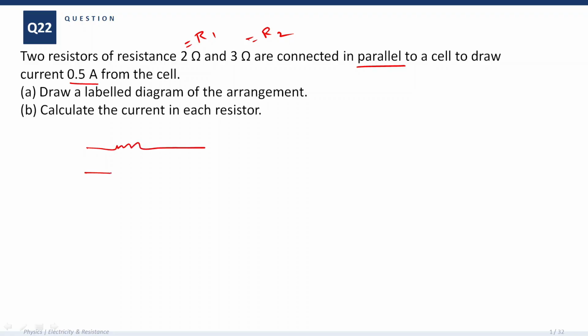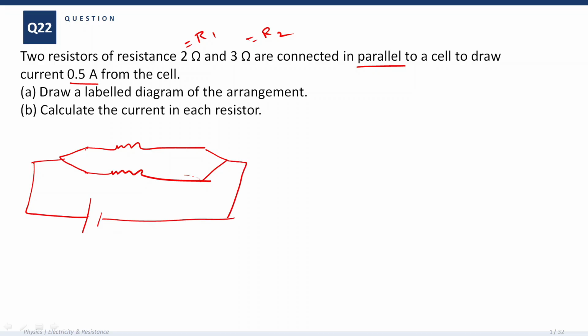First resistor, the other one. So this is the complete circuit. Above branch is a 2 ohm resistance. Below branch is a 3 ohm resistance. Current flowing here 0.5 ampere. Then we will find first the equivalent resistance between the two resistances.